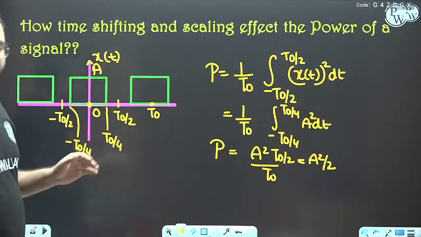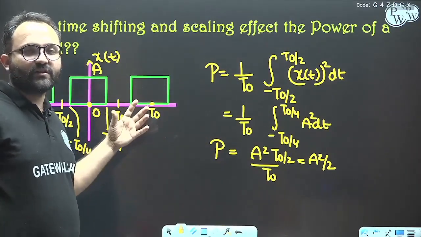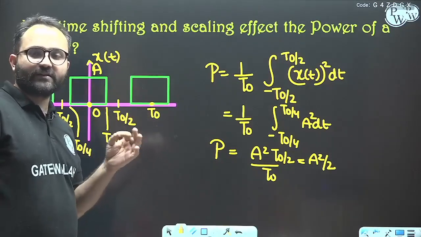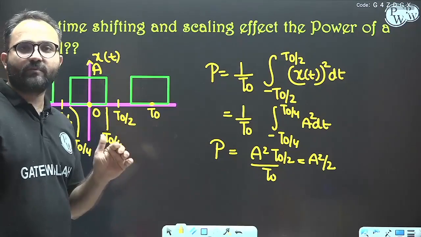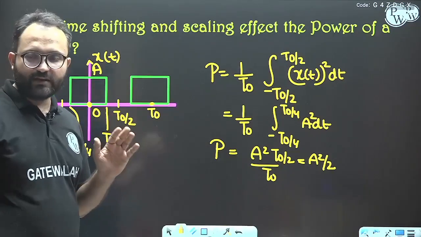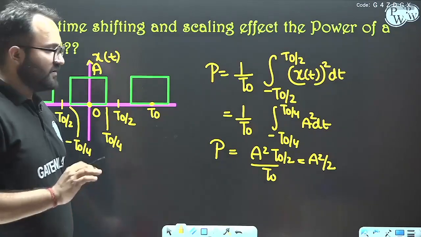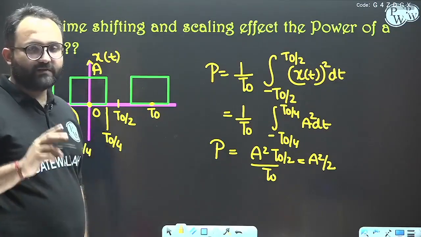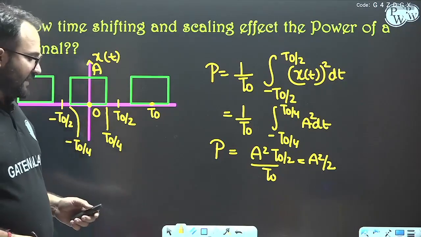Now assume that we shift the signal. Obviously, shifting does not affect the amplitude. Shifting will not affect the time period. So power will not be affected by the shifting. That is very clear to all of you. So shifting does not affect the power. That is very much clear. First point.